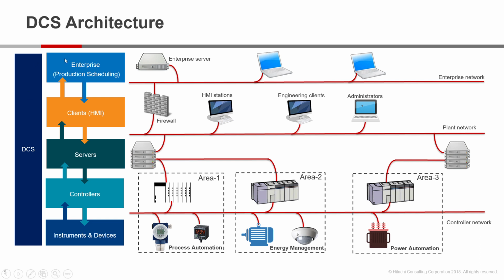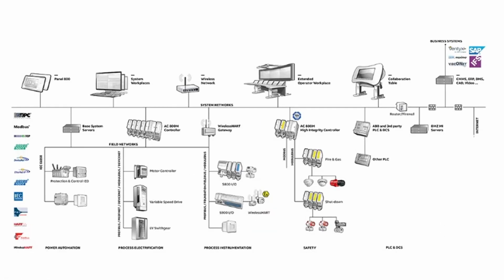And then the next layer is the enterprise layer. So you can have an enterprise server, and then your high-level executives or managers can look through the essential data through their laptops. Also, ERP can be a part of this enterprise network. So your ERP can directly communicate with your DCS through all these layers, right? I hope this is clear. Now again, this is a company-specific DCS architecture.